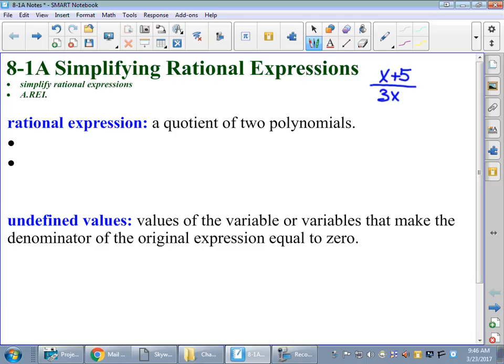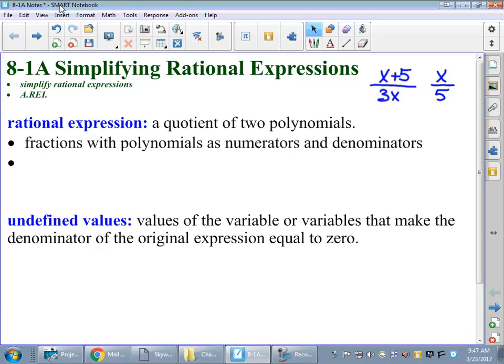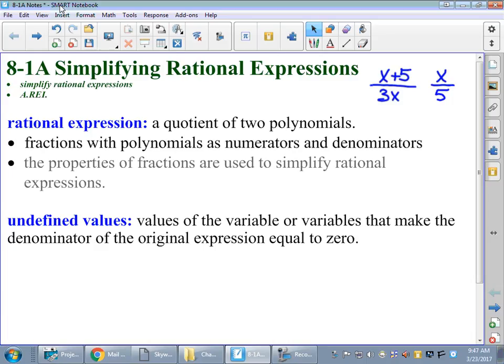They can be very simple. It could just be one variable over a number, or the other way around, or it could be a trinomial over another trinomial. So they can be very complex as well. Just know the whole idea of a rational number is a fraction, and so these are rational expressions. They're fractions with variables in them.